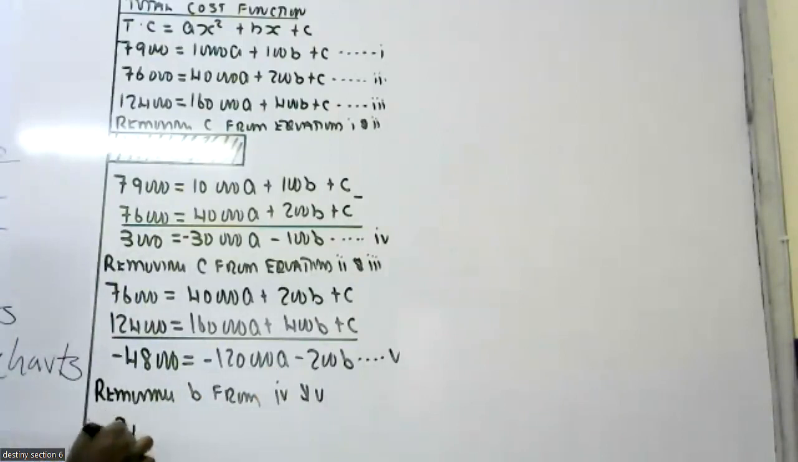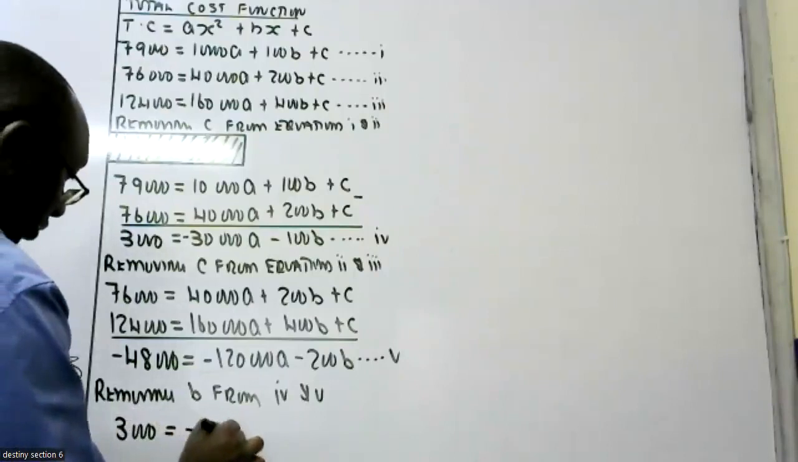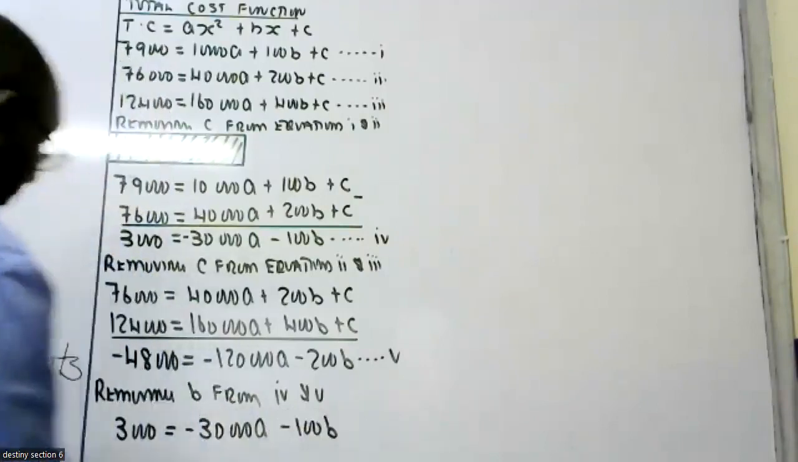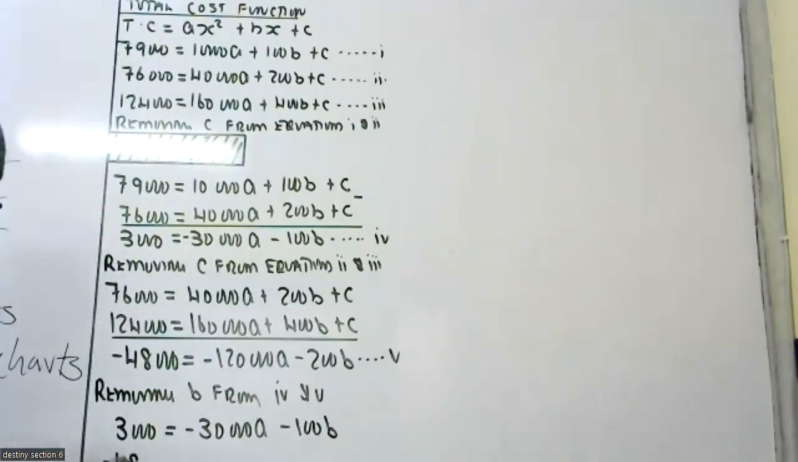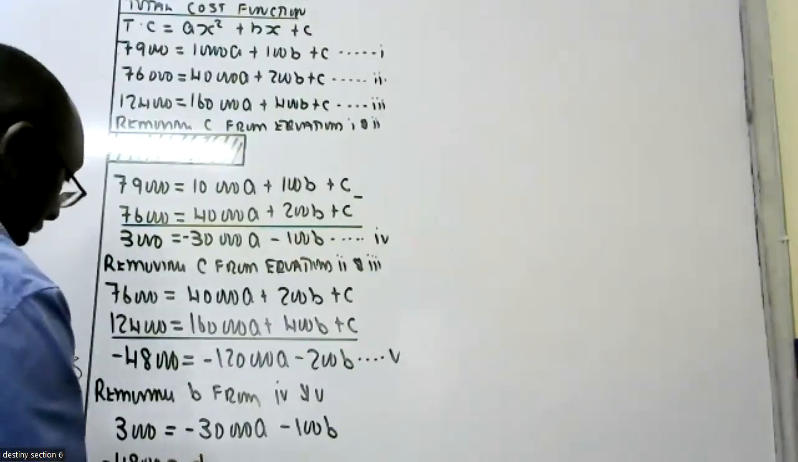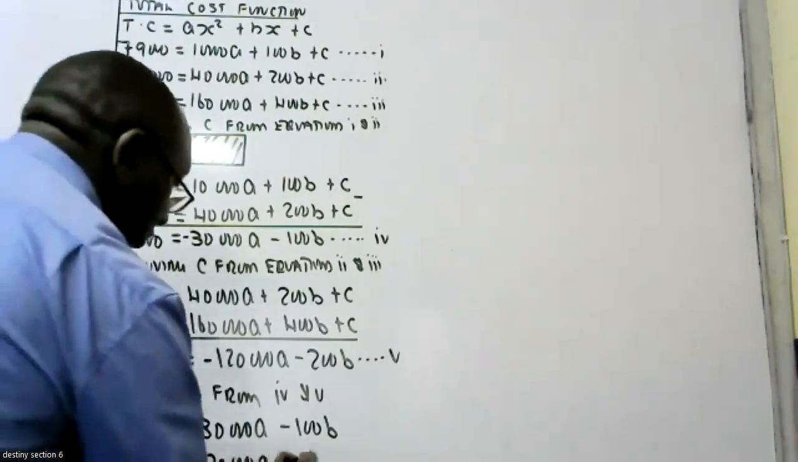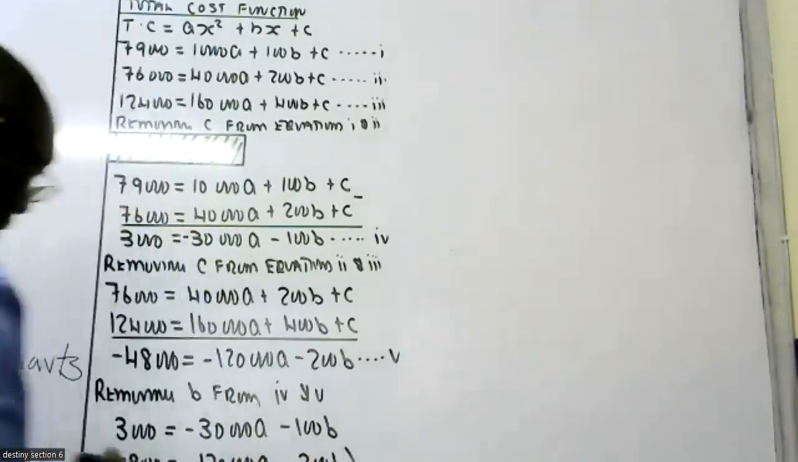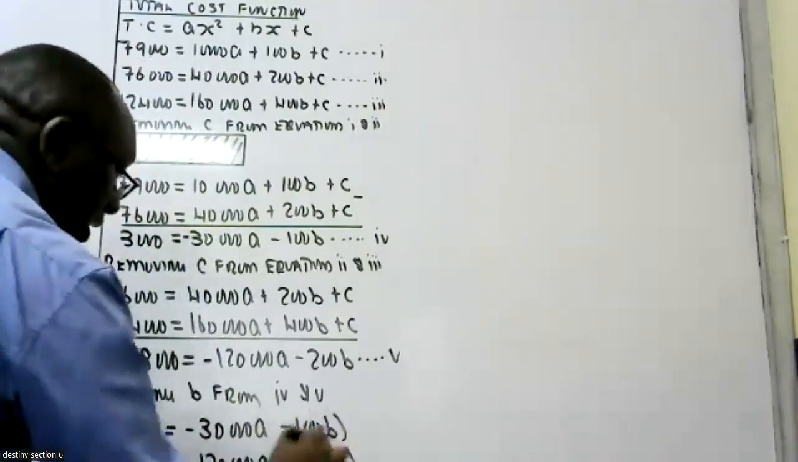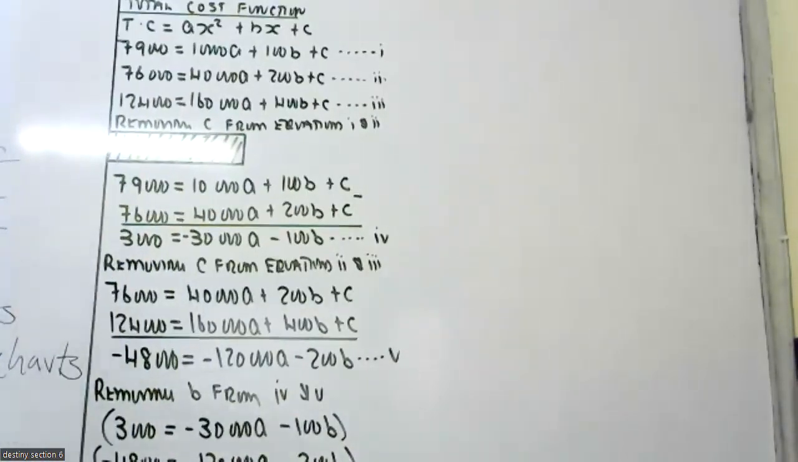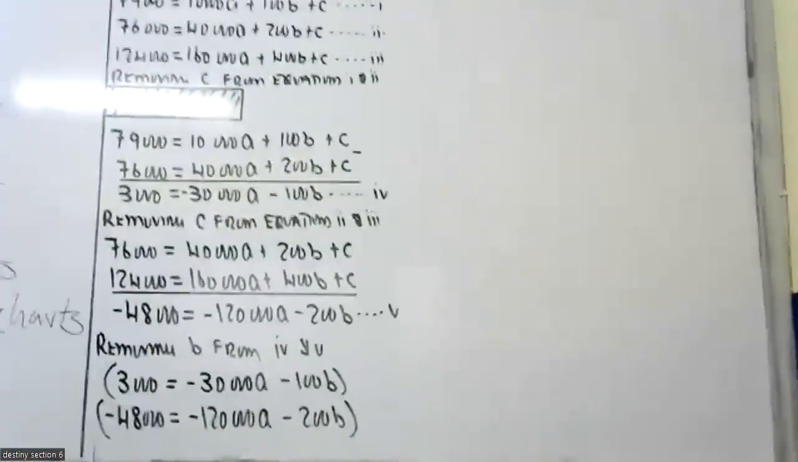Now this is 3,000 equals minus 30,000 A minus 100 B. Negative 48,000 equals negative 120,000 A minus 200 B. Now, you can see that the coefficients of B are not the same.